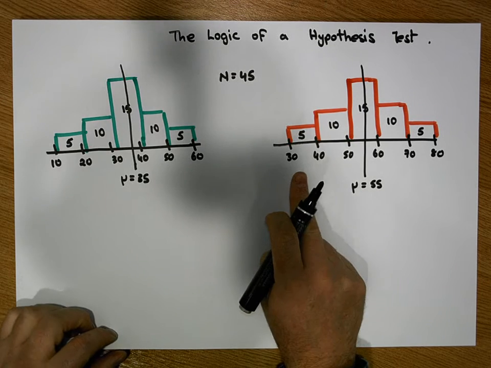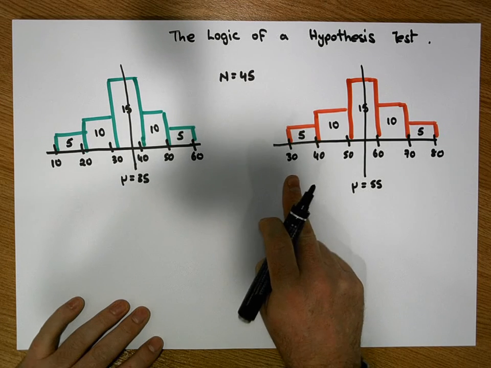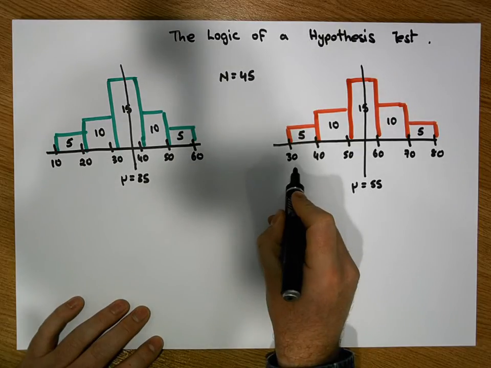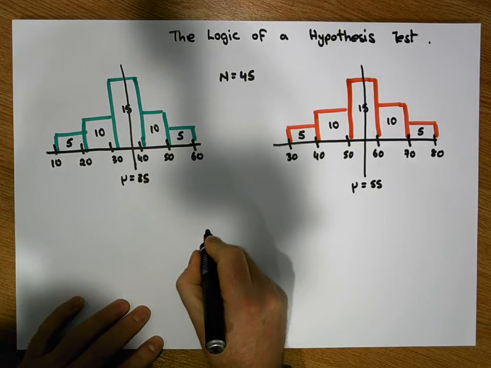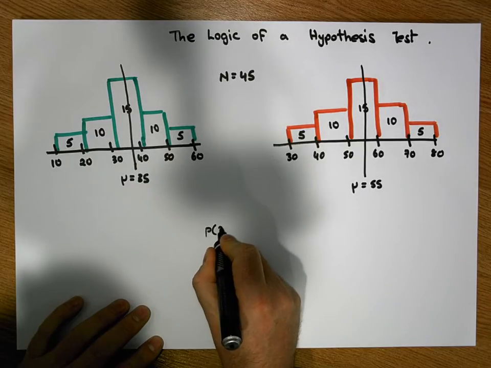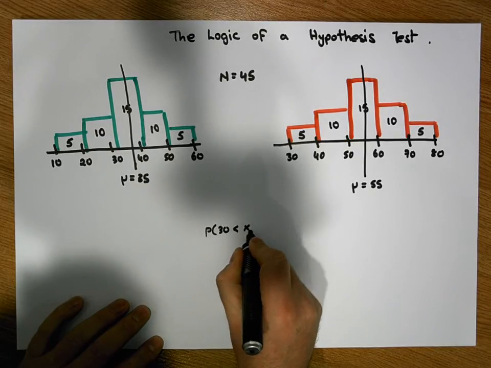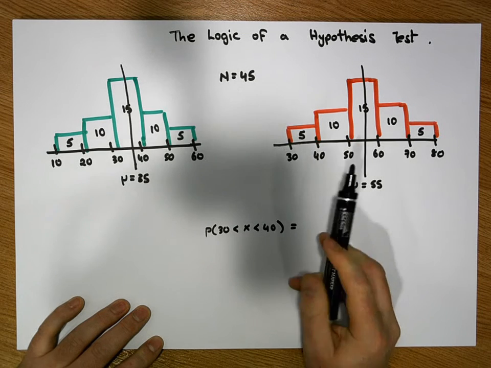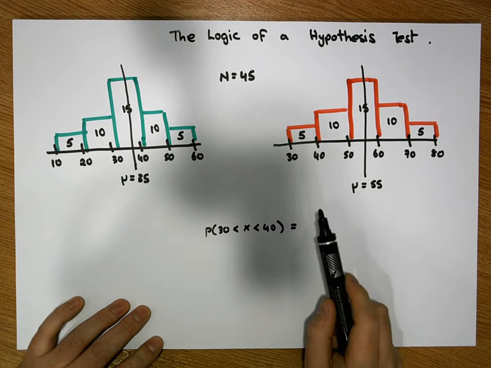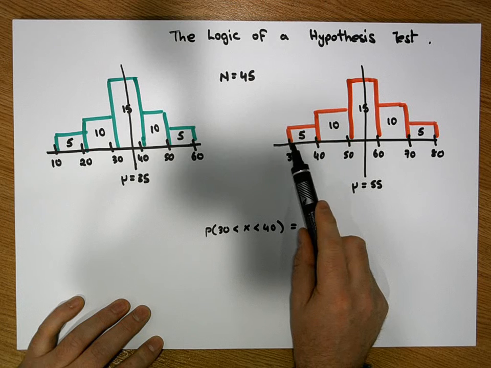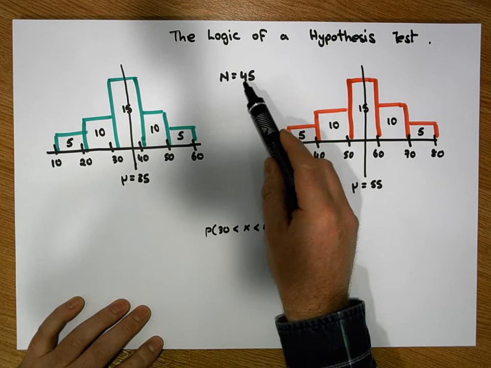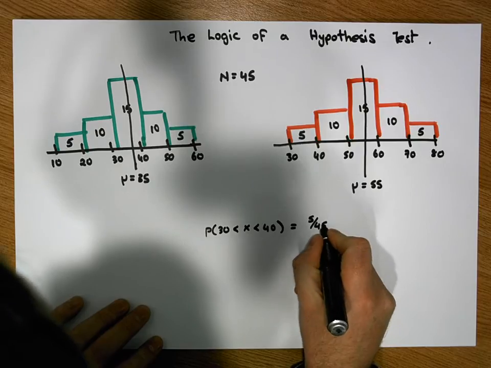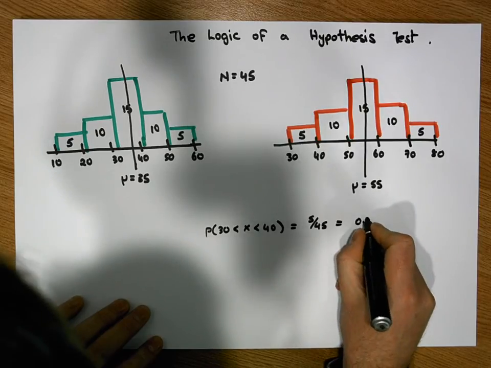If I randomly select a single person from this population, the probability that the person spends between 30 and 40 euros would be equal to the number of favourable outcomes divided by the number of possible outcomes. There were 5 people that spent between 30 and 40 out of a possible 45, so the probability would be 5 over 45, which gives us a value of 0.11.